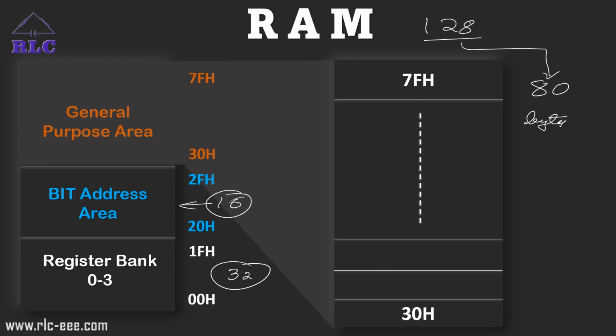This general purpose area can be accessed by byte address. The advantage of using this memory is that data access is faster compared to off-chip RAM, because these 128 bytes are built into the 8051 microcontroller.